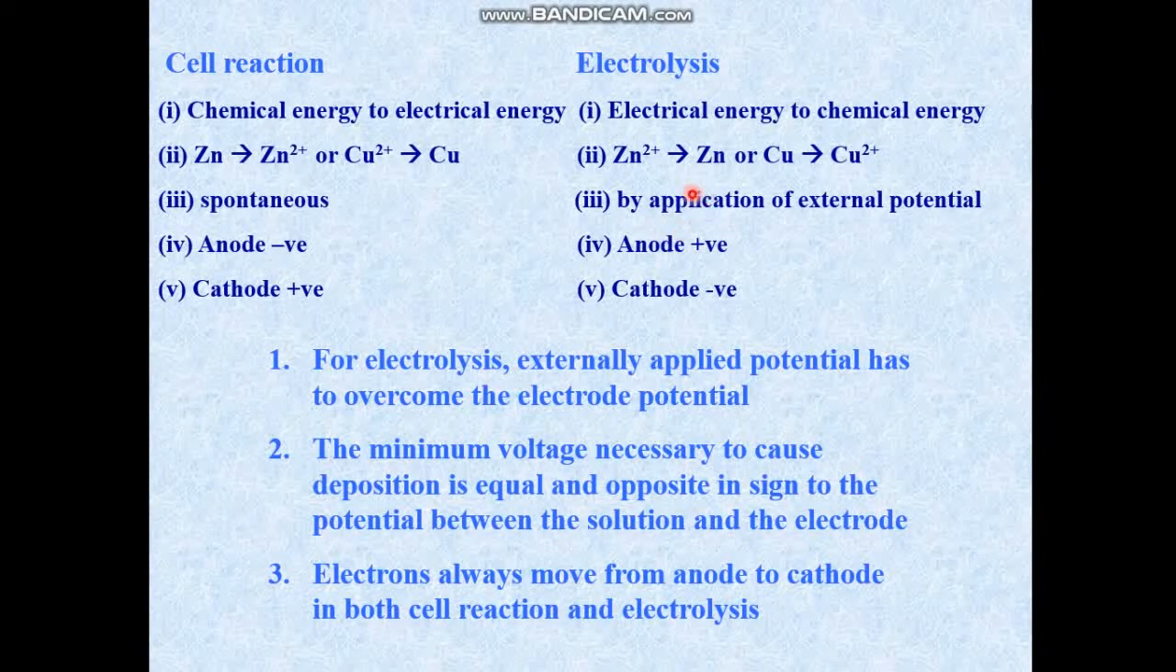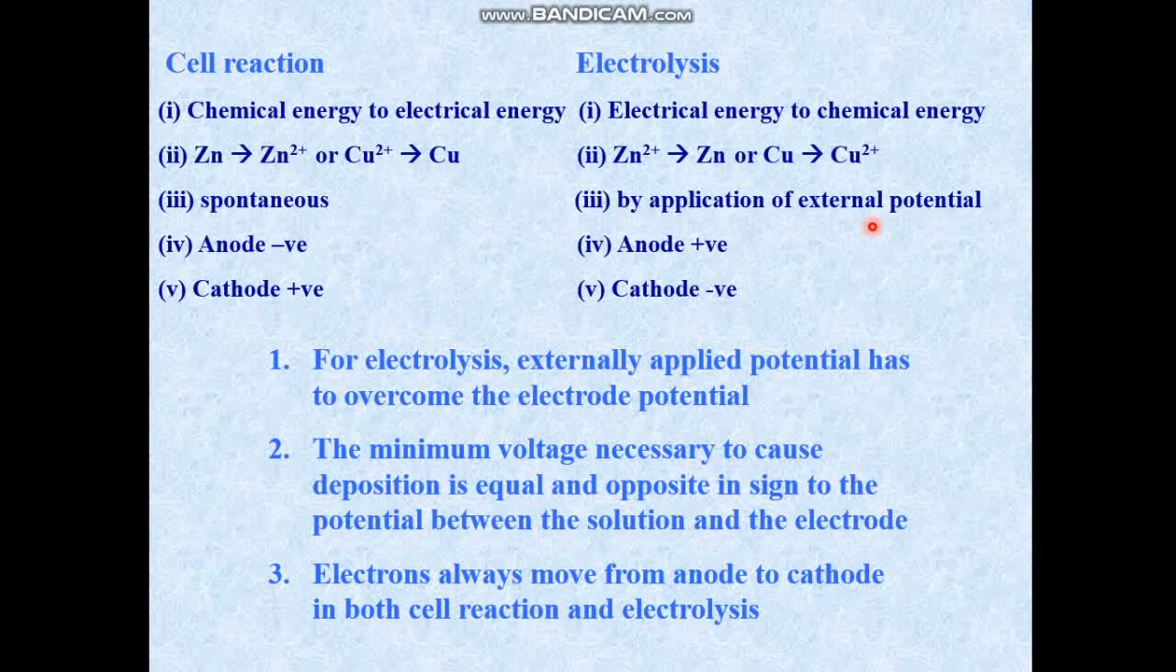So for electrolysis we have to apply potential energy which would be more than 1.1 volt. Otherwise the spontaneous process, that means these two reactions, would take place. So in order to make them happen in the reversed order, we have to apply electricity having external potential greater than 1.1 volt.